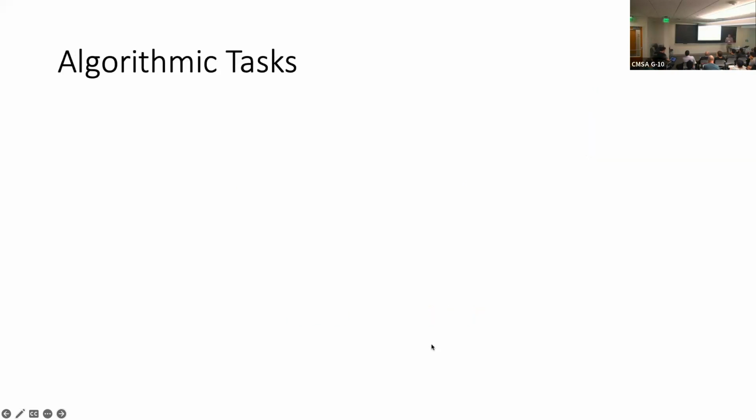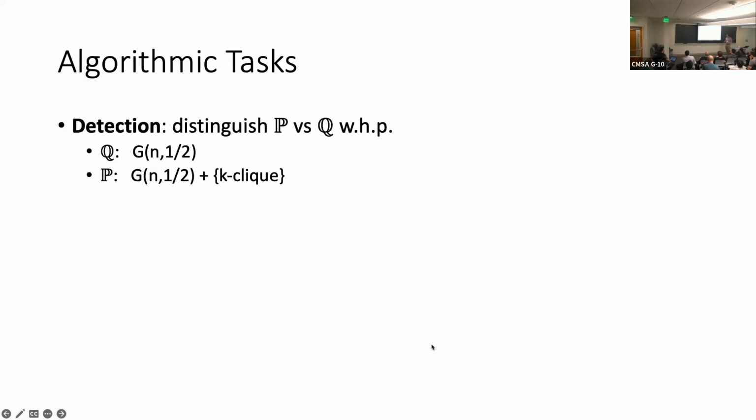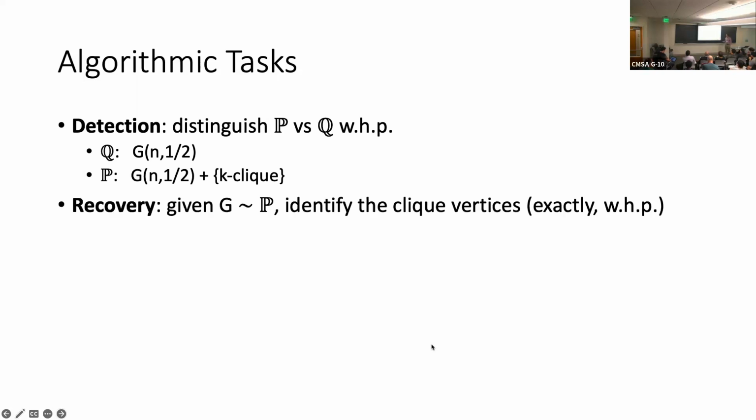Okay, so this is the standard story by now, but really things are a bit more subtle. When people talk about planted clique, there are actually different variations of the problem that are often discussed. So one is detection, which is, can you even tell that the clique is there? Or in other words, can you hypothesis test between these two distributions? One is just a purely random graph, G(n, 1/2). The other one has the planted clique.